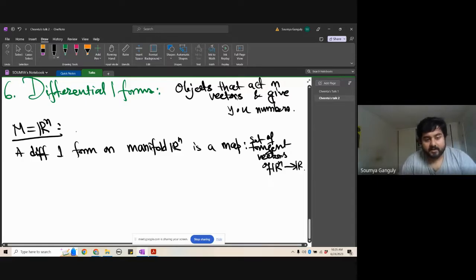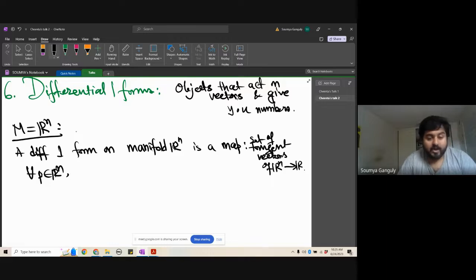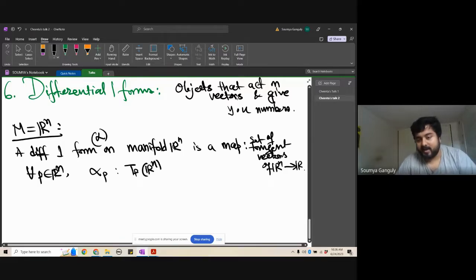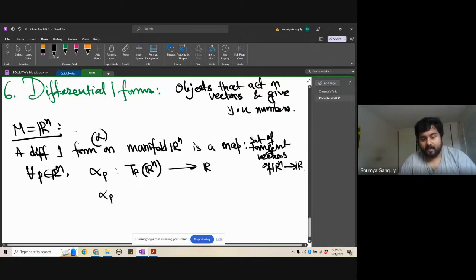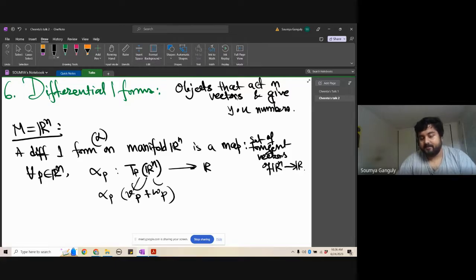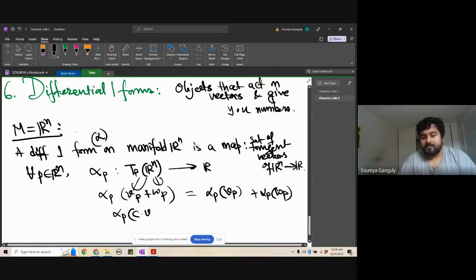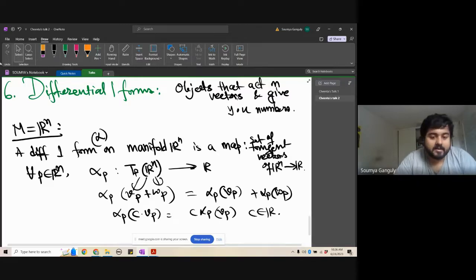What do you mean by that? It basically means that if alpha is your differential form, then for every point P on Rn, you have a map alpha P that goes from Tp, the tangent space of Rn at P, to R, such that alpha P of Vp plus Wp, where Vp and Wp are elements of this tangent space, is alpha P Vp plus alpha P Wp. It's a linear map. Alpha P of C times Vp is C times alpha P Vp, where C is a real number.